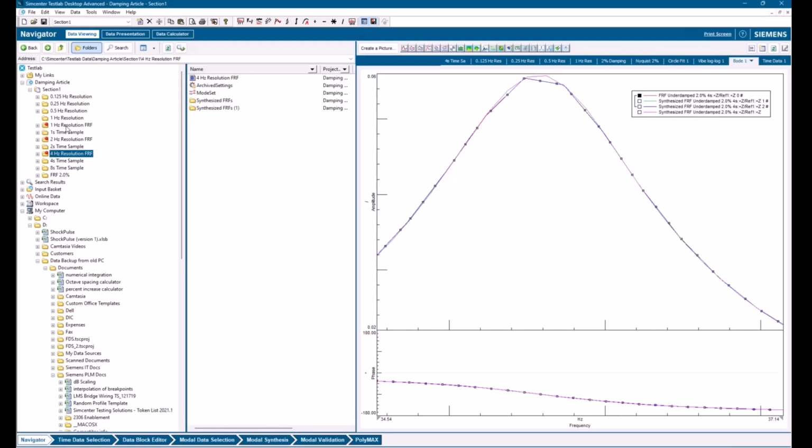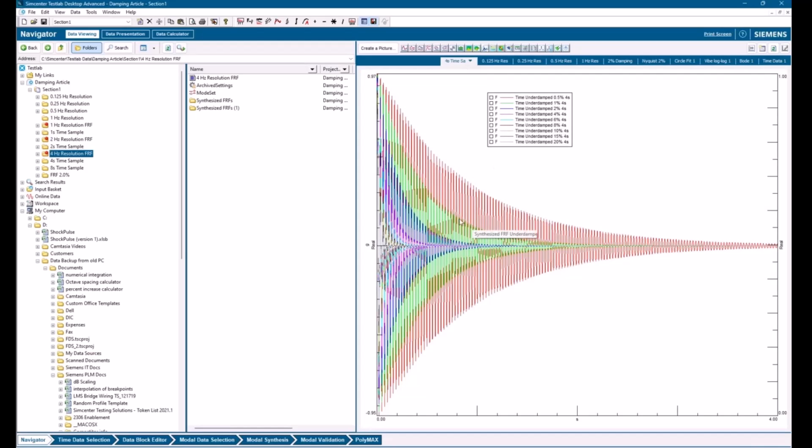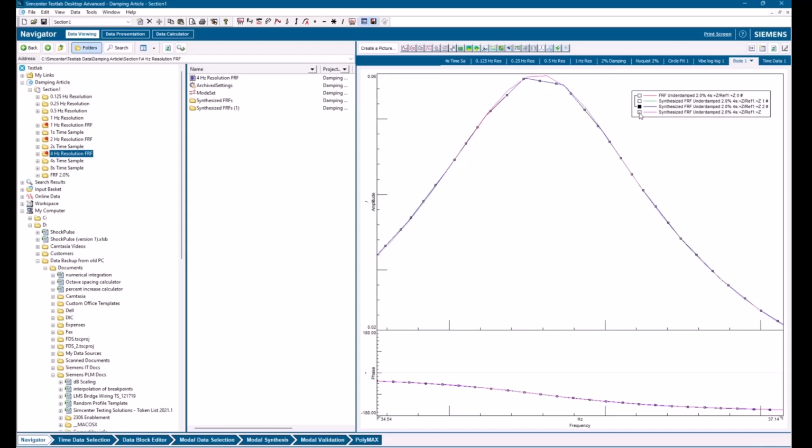And what you see here is, that's what this graph is. This is my quarter hertz resolution spectrum from this decaying sinusoid here at 2%. So this one right here. And when we synthesize the FRF, you can see it fits this perfect curve to it. So we get an exact damping. And if I look at each one of these mode sets here, 35.58, 2% damping, that's with 4 hertz resolution. 2 hertz resolution, 35.58, 2%. And 1 hertz resolution, still 35.58 and 2%.